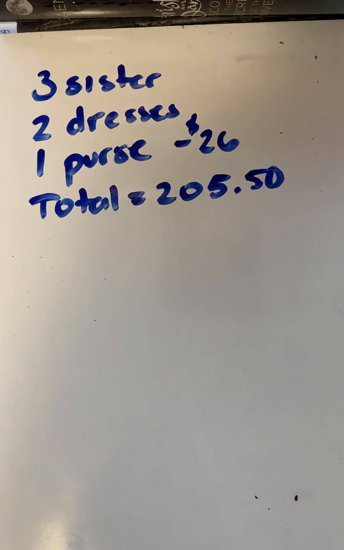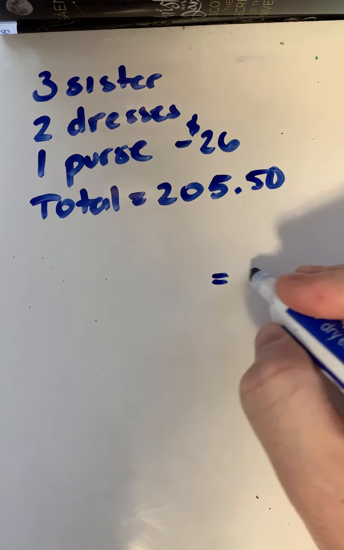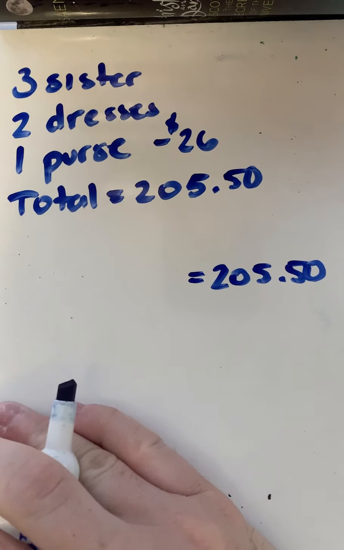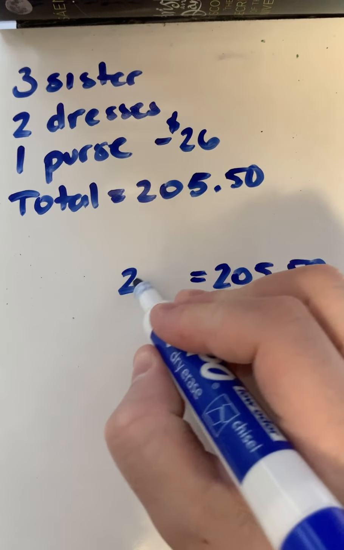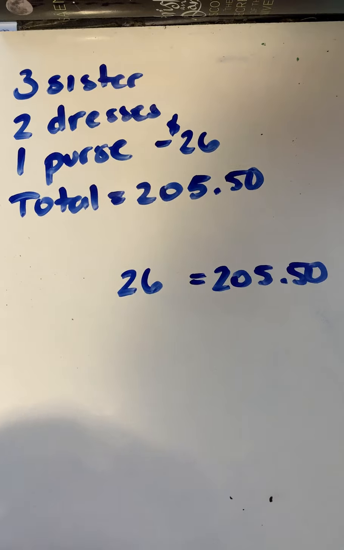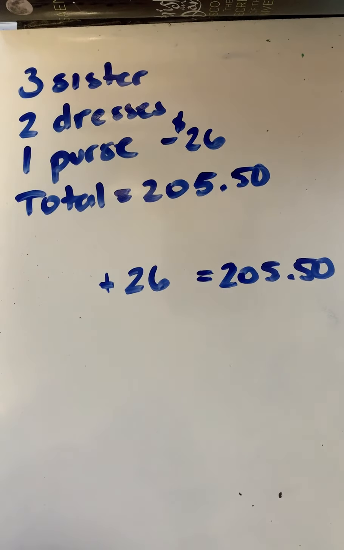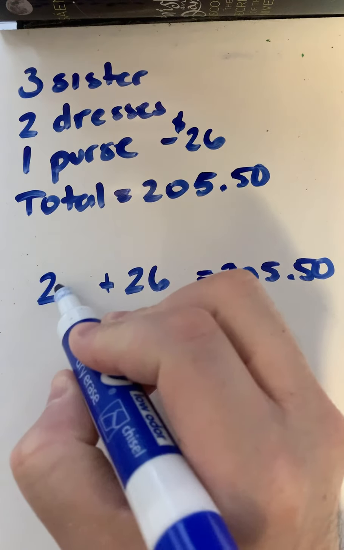Okay, so here's the thing. Let's write out what we knew already. $205.50, we knew. And we knew that the purse was 26. We also know that the dresses are going to be our variable. So we're going to do 2P.